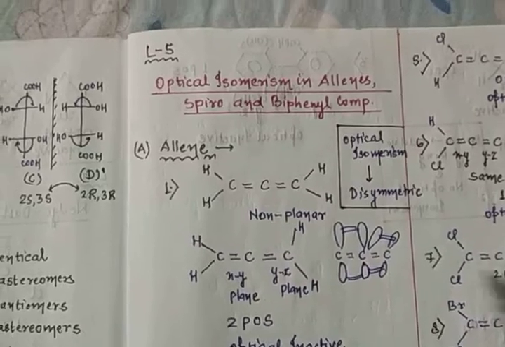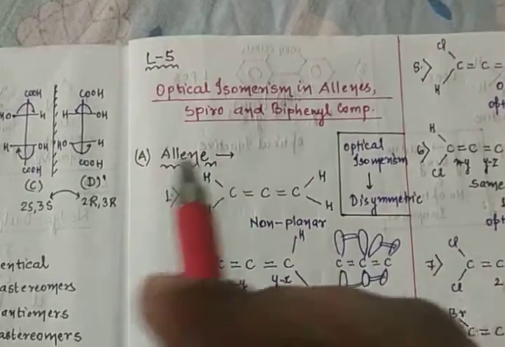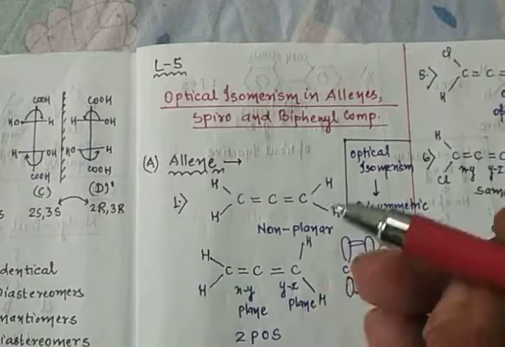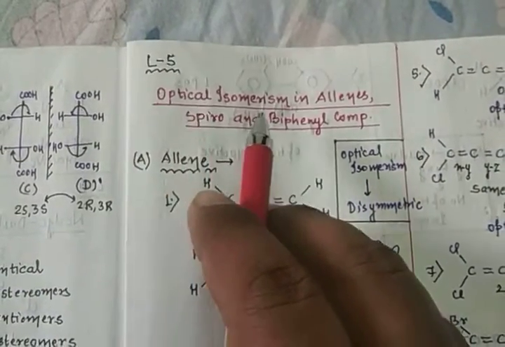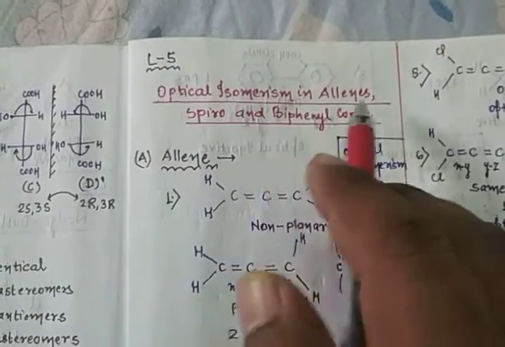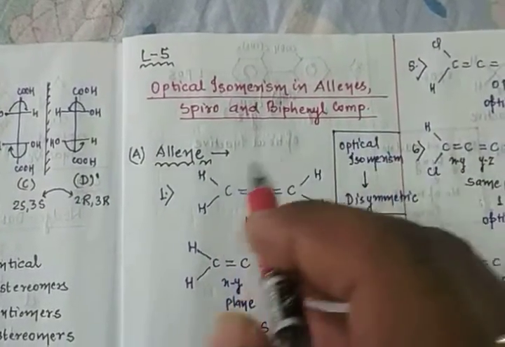Hello student, this is the last topic of optical isomerism and also the last topic of this isomerism series. Okay, what is the last topic? Optical isomerism in allenes. You know allenes, there is a cumulative double bond.